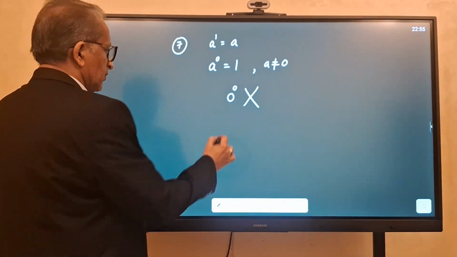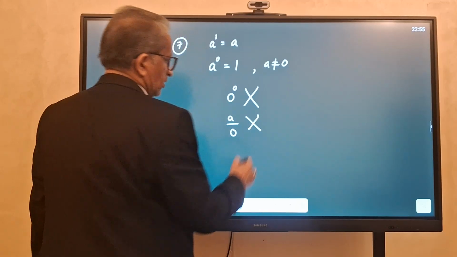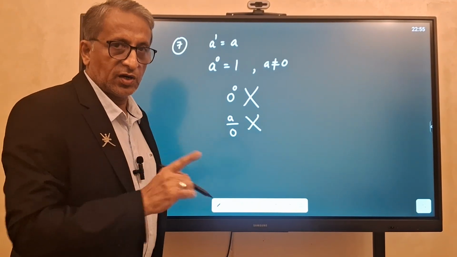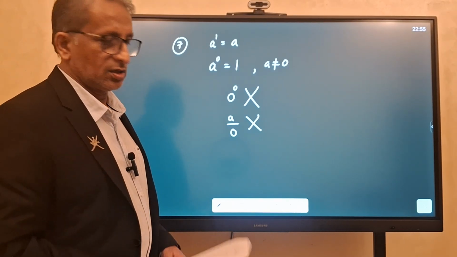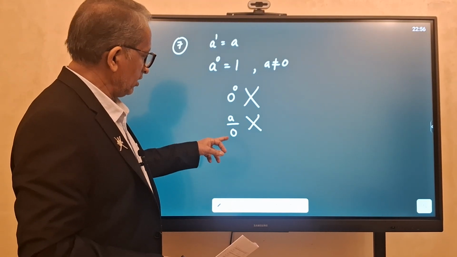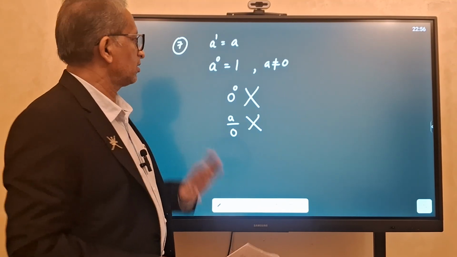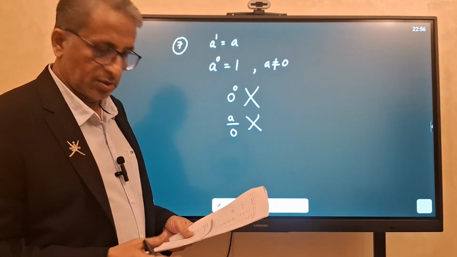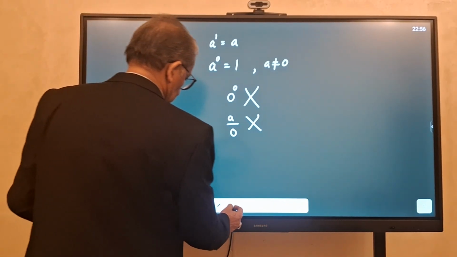In the same way, a divided by 0 is not defined. 0 power 0 is not 1. It is not a number. So that's why we say it is not defined. Similarly, a divided by 0 is not a number. Therefore, we say it is not defined. So with these laws, let us do some examples from exercise 2.1.